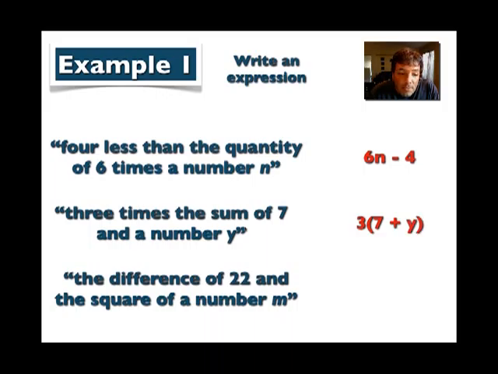And then the last one says a difference, that means subtract, of 22 and the square of a number m. Now square means we're raising it to the second power. So the difference of 22 and m squared, or m to the second power, looks something like this. 22 minus m squared.